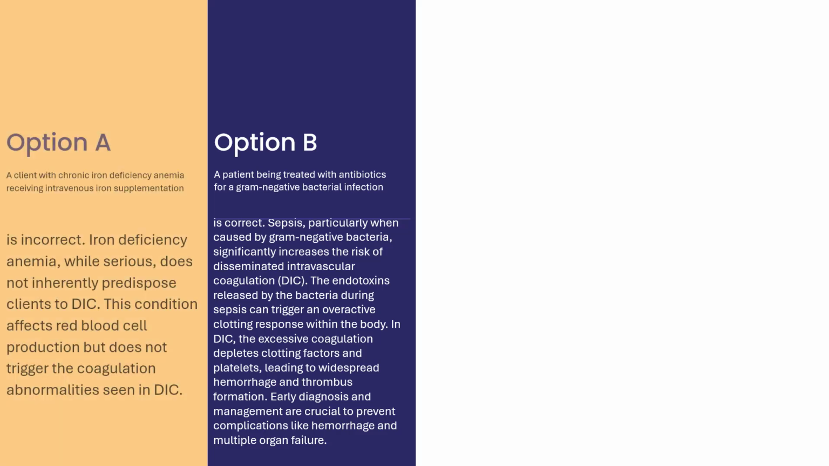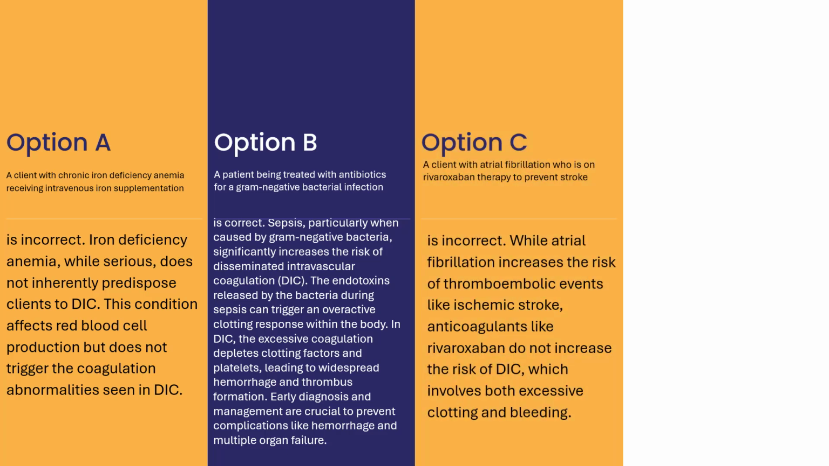A is incorrect. Iron deficiency anemia, while serious, does not inherently predispose clients to disseminated intravascular coagulation. This condition affects red blood cell production, but does not trigger the coagulation abnormalities seen in disseminated intravascular coagulation. C is incorrect. While atrial fibrillation increases the risk of thromboembolic events like ischemic stroke, anticoagulants like rivaroxaban do not increase the risk of disseminated intravascular coagulation, which involves both excessive clotting and bleeding.